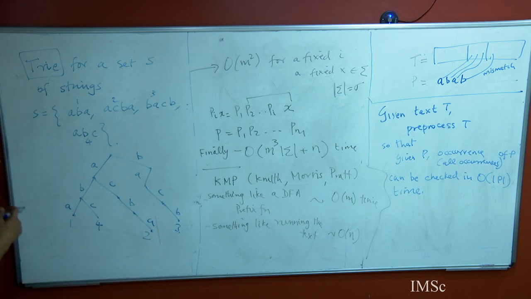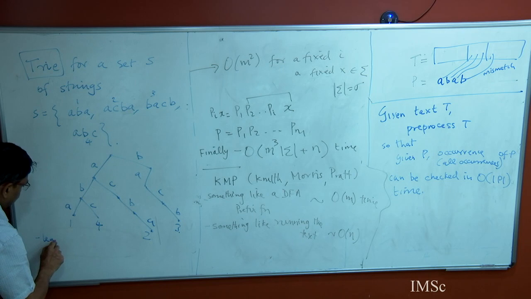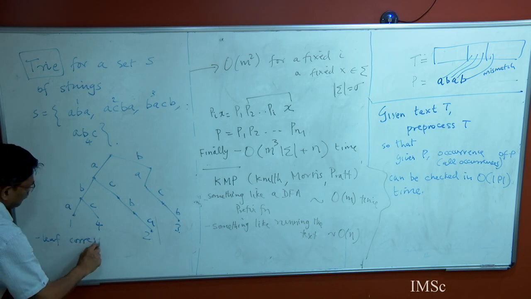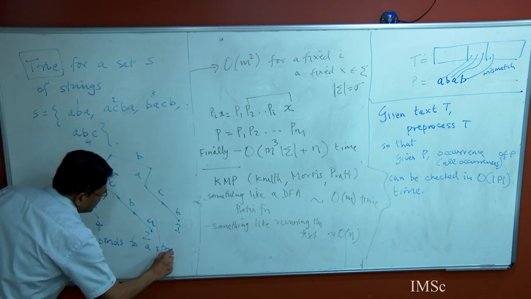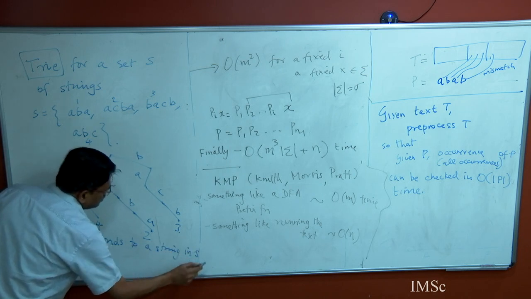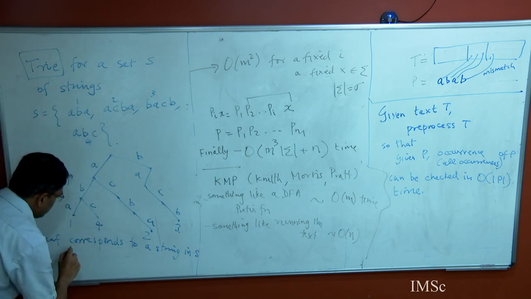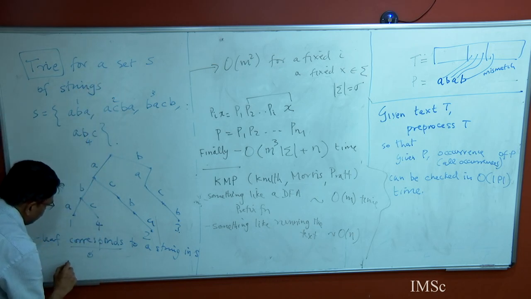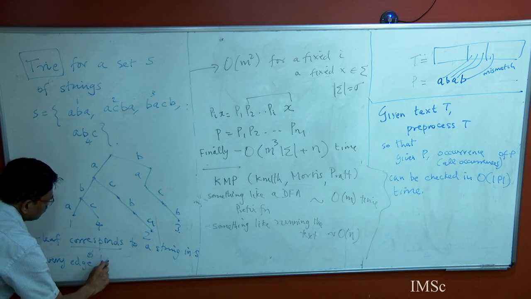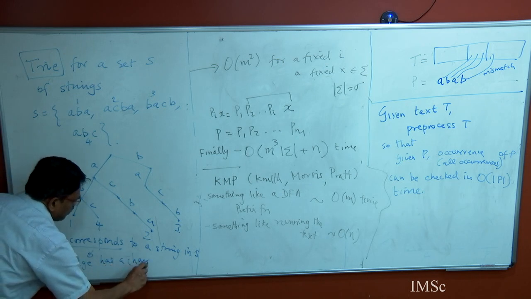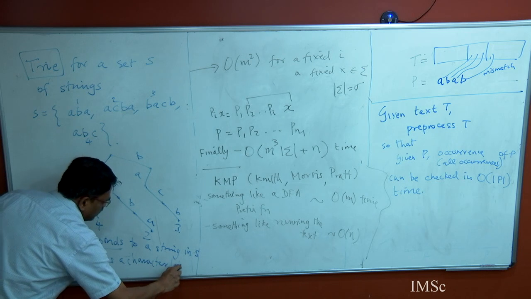So more formally it's just a rooted tree. Every leaf corresponds to a string in that set, and corresponds to means what? Every edge has a label, a character label.